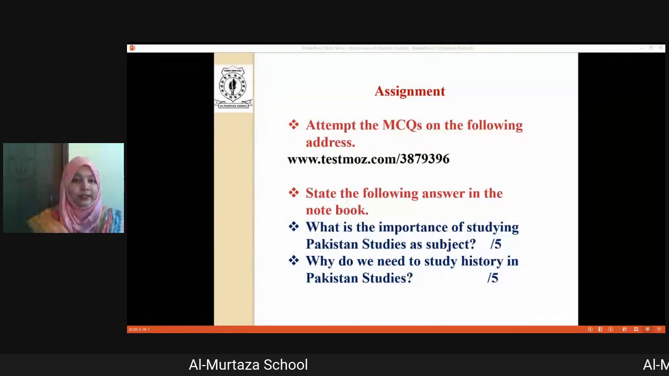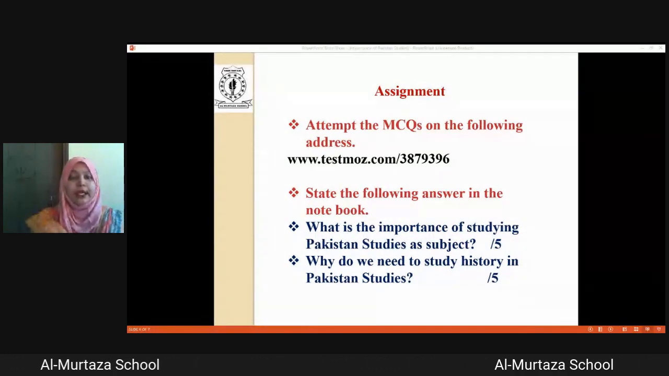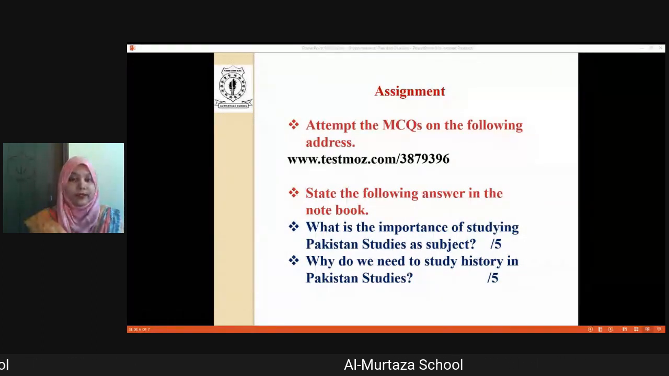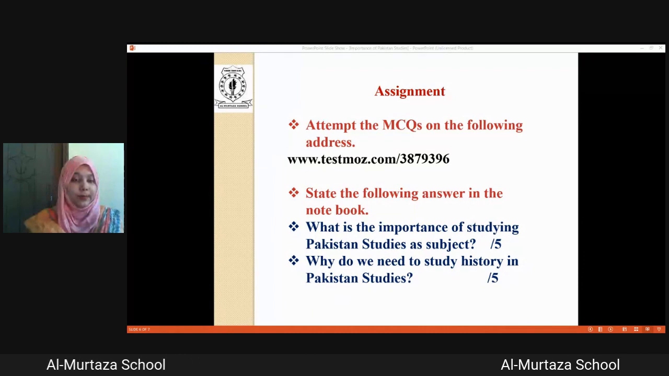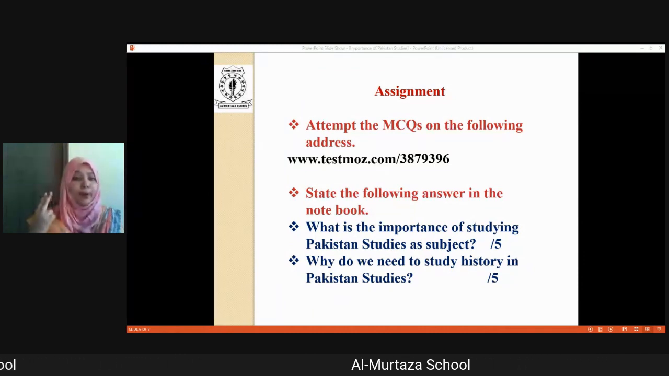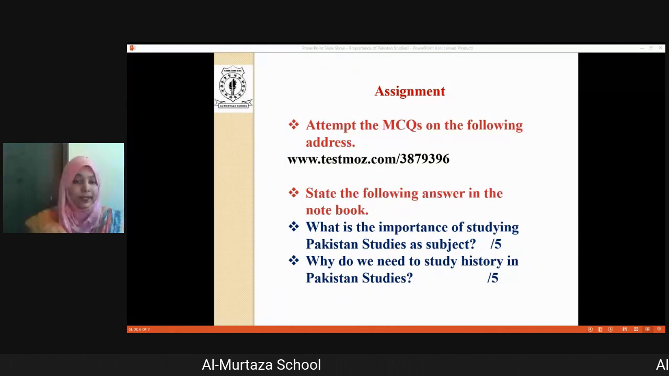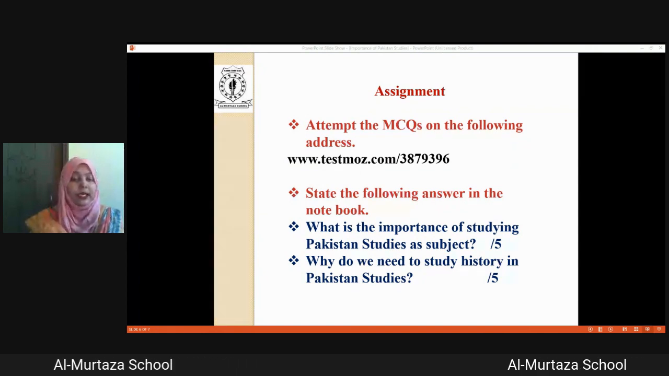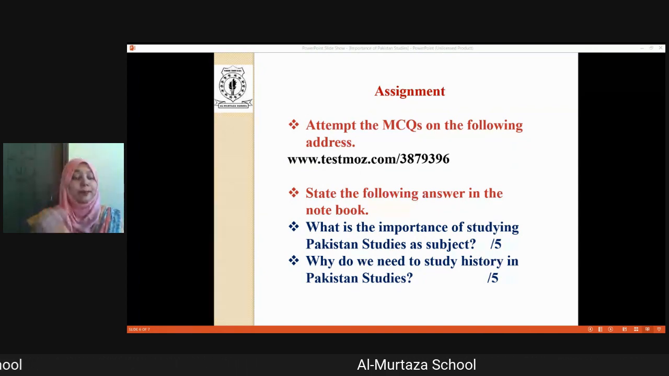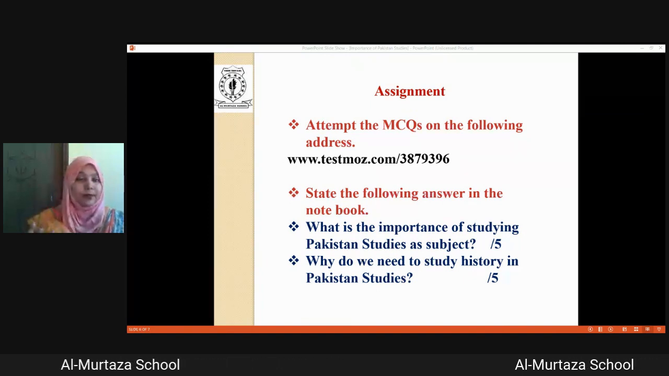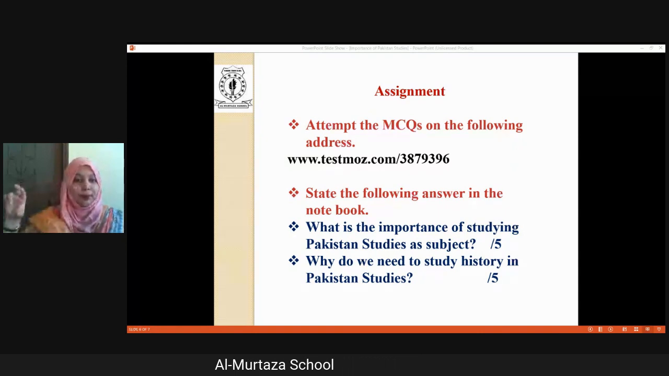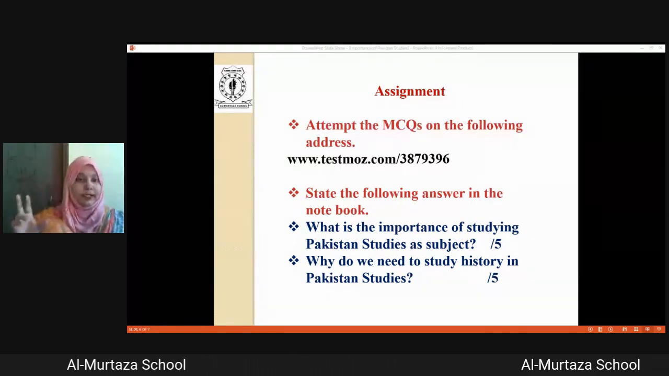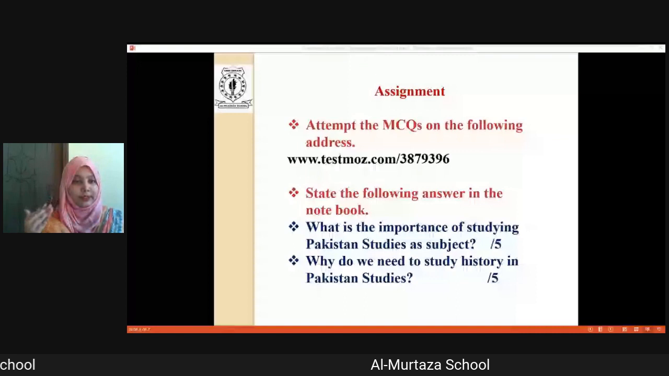The two questions listed below are: number one, what is the importance of studying Pakistan studies as a subject, and the second, why do we need to study history in Pakistan studies. You have to answer both of these questions in your notebook and write them down. Similarly, as I gave you in the previous classes, the assignment on Google Classroom, you have to do the same. I mentioned in the post section that you have to complete the assignment and submit it.